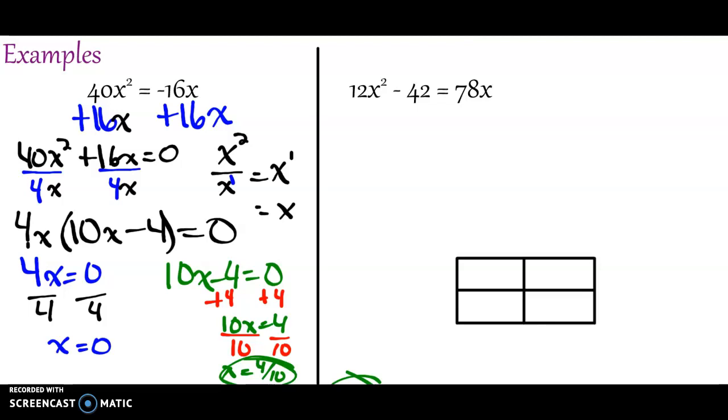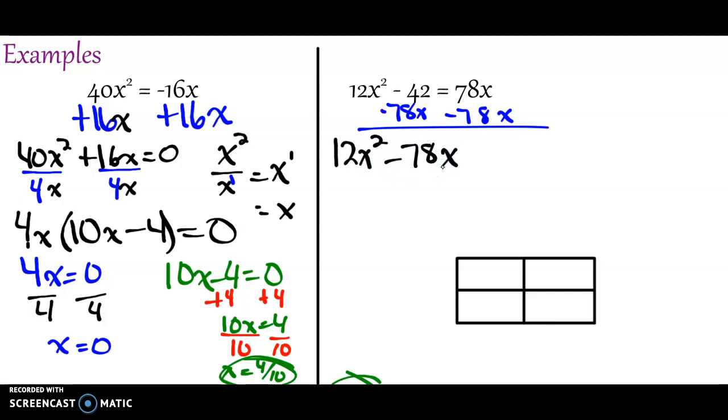It's not. Which one are we going to move? The 78x, by subtracting. Since it's positive, we're going to subtract 78x. Okay, so once we do that, we have 12x squared minus 78x. I'm going to put that term second because that is my b term. Remember, your b term is always with your x. Minus 42 equals 0.